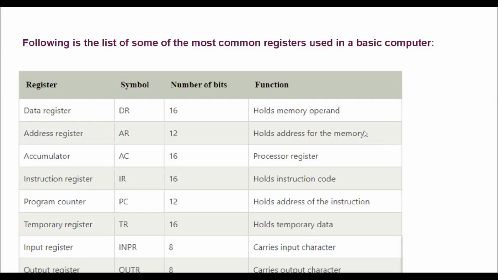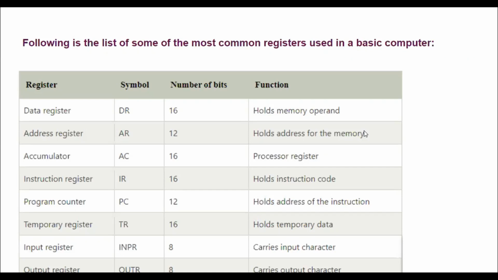The processor register: the instruction register, the IR, 16 bits, holds the instruction code. The program counter, which is the PC, 12 bits, holds the address of the instruction. The temporary register, the TR, 16 bits, holds temporary data. And then the input register, the INPR, 8 bits, carries the input character. And then the output register, or the OUTR, consists of 8 bits and carries the output character.